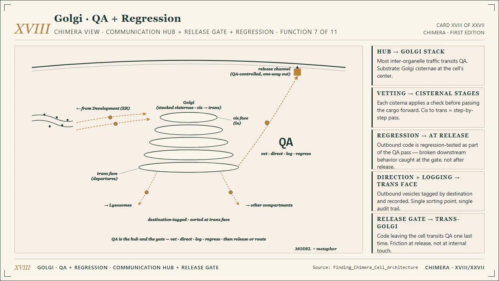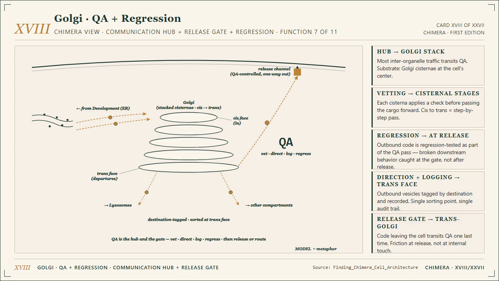From the trans face, the main release path curves up to the right, ending at the QA release channel, a small amber transmembrane structure straddling the plasma membrane, proximal to the Golgi. The channel is one way out. Code leaving the cell transits QA one last time at the trans face. Regression tests, then exits through the dedicated channel. That's the release gate role, physically realized, not a generic membrane crossing, but a function-owned egress.